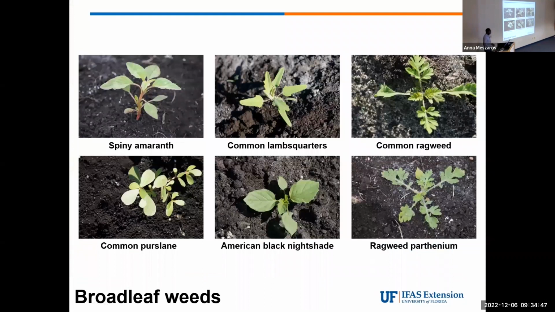And for some of the common broadleaf weeds, these ones are relatively easier to know. You know, spiny amaranth is a big problem here. There are other amaranth species. We have common lambsquarters, and then of course common ragweed. We see a lot of common purslane, especially during the warmer periods.